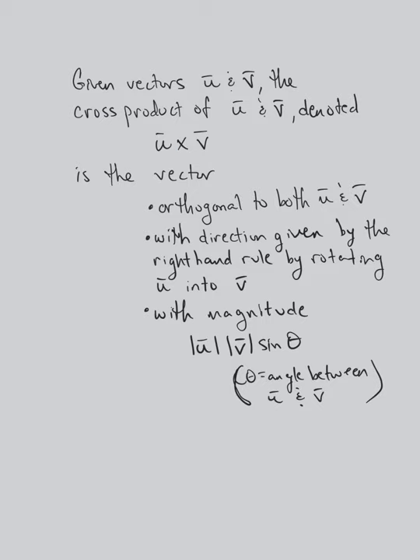Now for the definition, what this vector u cross v is, it's orthogonal to both u and v, but as we saw, there's infinitely many vectors that are orthogonal to both u and v, so we need to be more specific. And so we get the direction of the cross product with the right hand rule of rotating u into v, and I'll show you what I mean by that in a moment. Okay, and then its magnitude is given by this quantity right here.